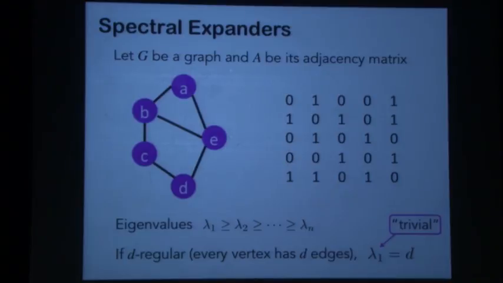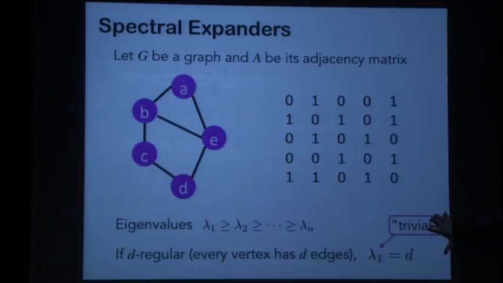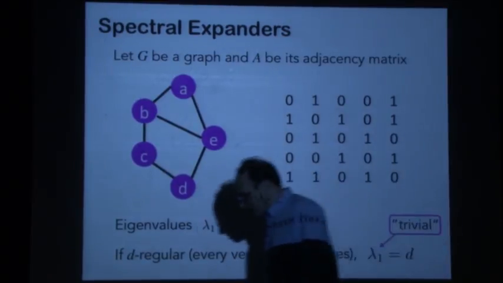For that reason, this eigenvalue is not that interesting. It's telling you something very crude about the graph, that every single vertex has degree d. So we will think of that eigenvalue lambda 1, when it's equal to d for a d-regular graph, as being trivial. It's not telling us much. It's just a property of being d-regular.